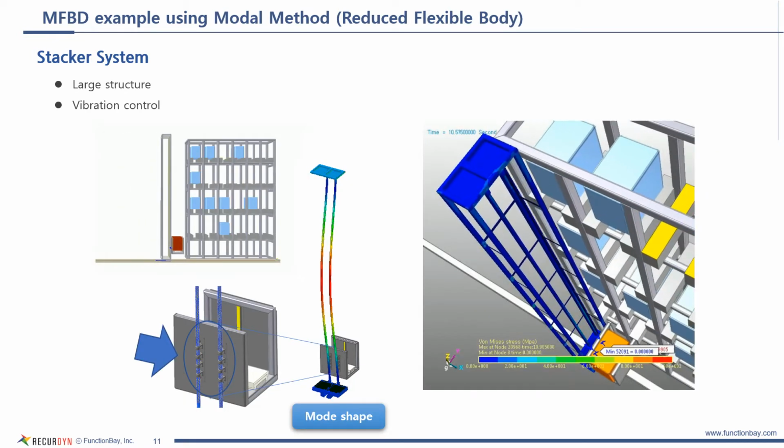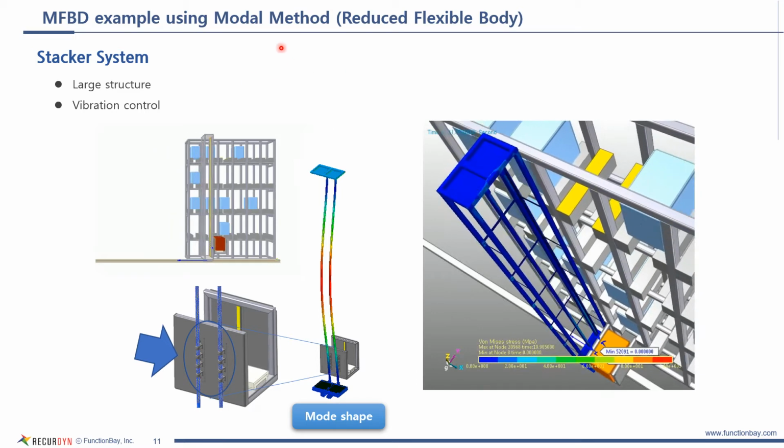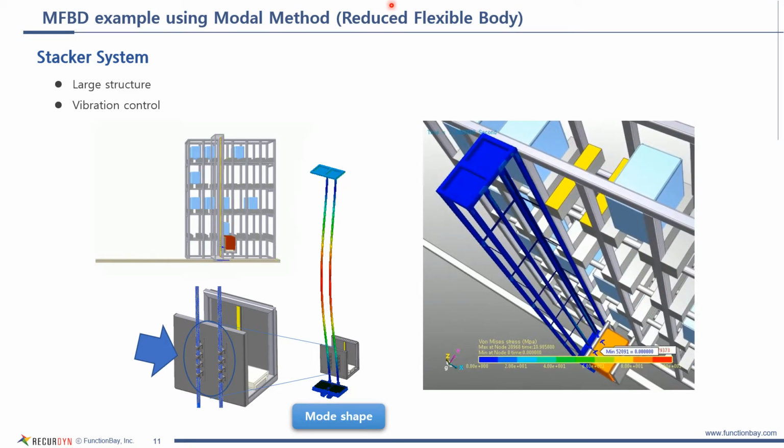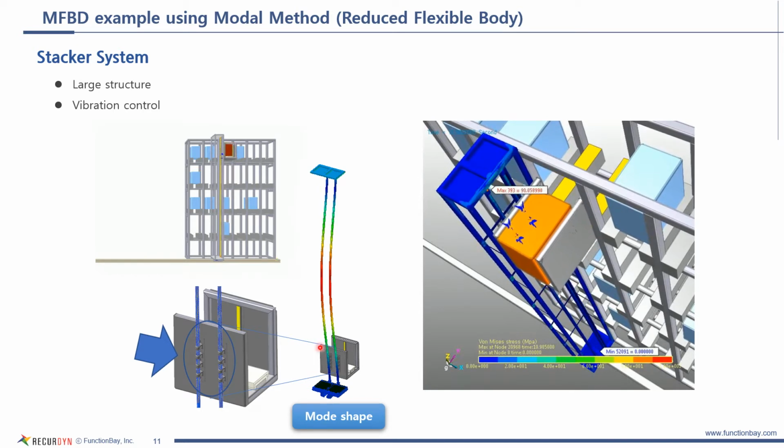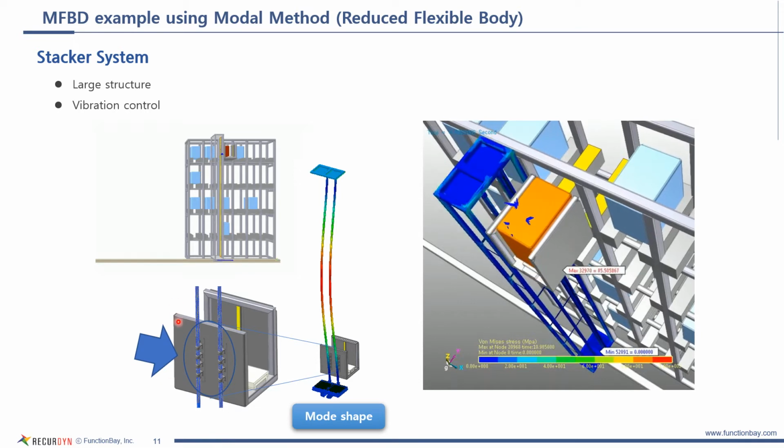The second one is the example of the modal method using reduced flexible body. This is a large stacker system. The large system is composed of modal flexible bodies using mode shapes. You can see that contact occurs in the area indicated by the arrow.